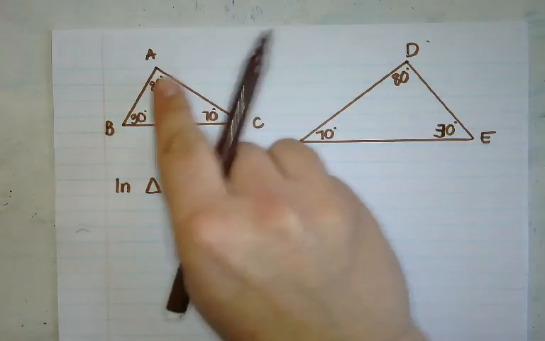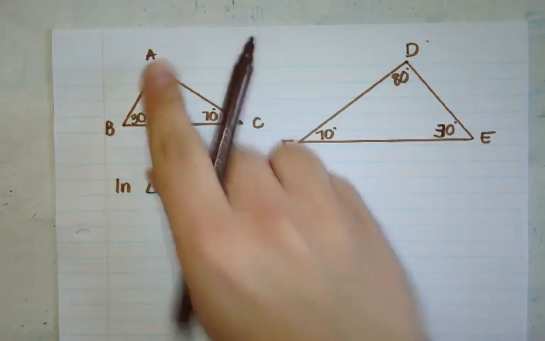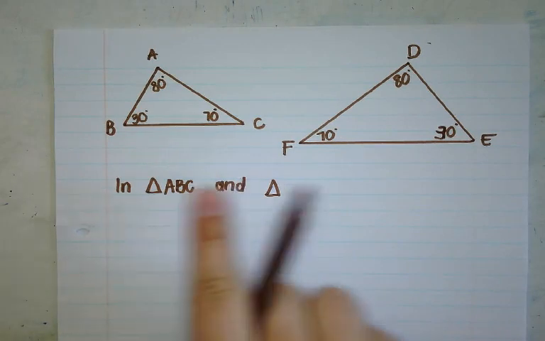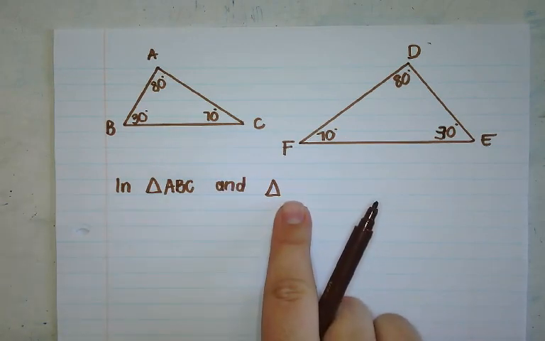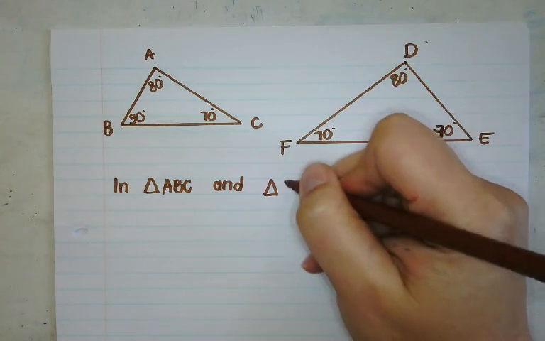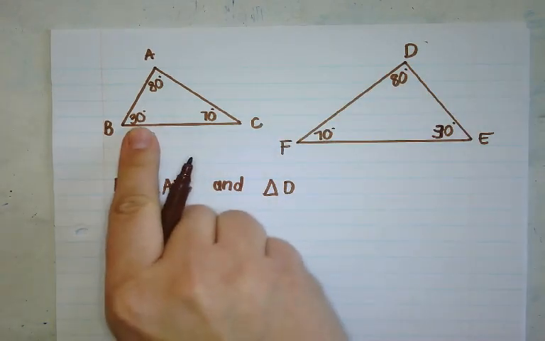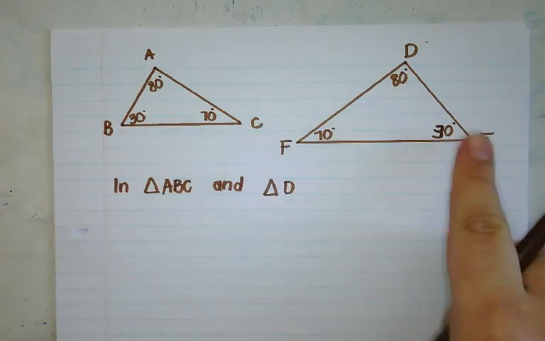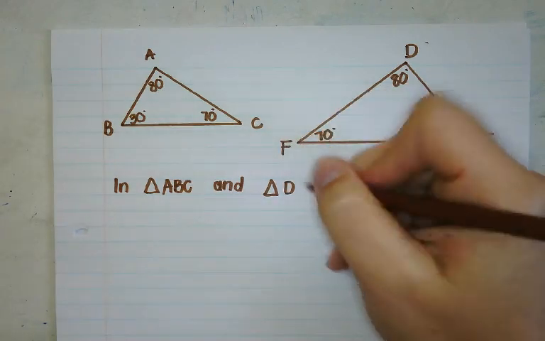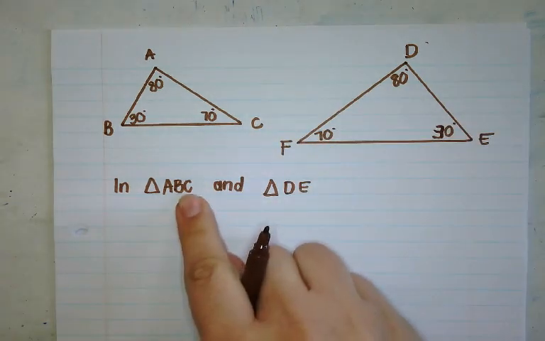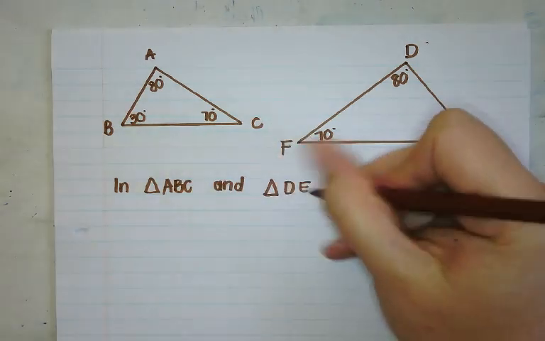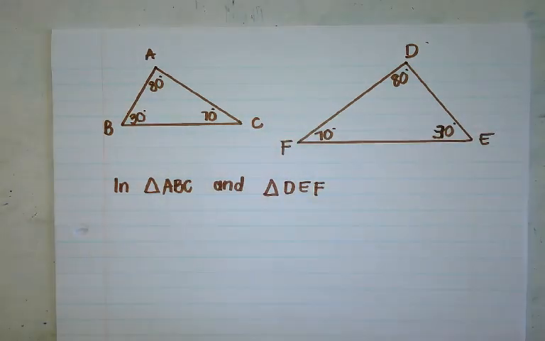So if I have 80 at A, and A was my first letter, what has to be my first letter in my second triangle? It has to be D. My second was 30 and it was B, 30 and E. Matching C was 70, 70 is F. So here it is coincidence that they are alphabetical. Complete coincidence. We had to match those angles.